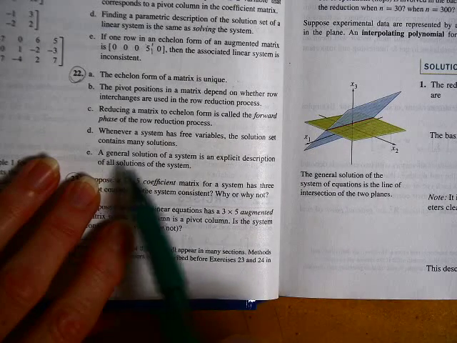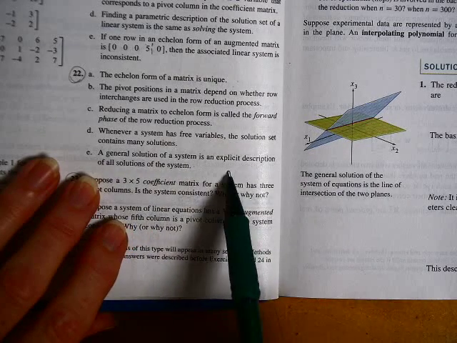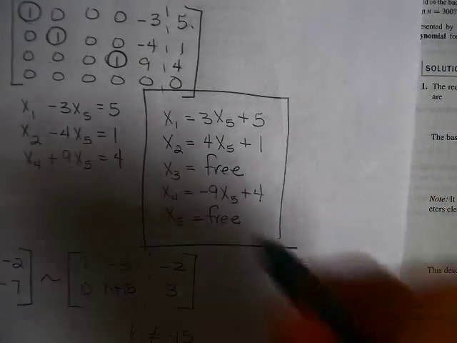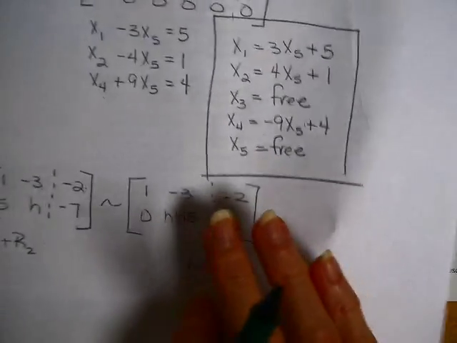A general solution of a system is an explicit description of all the solutions of the system. An explicit description, true. This is a description of all the solutions. It's true.